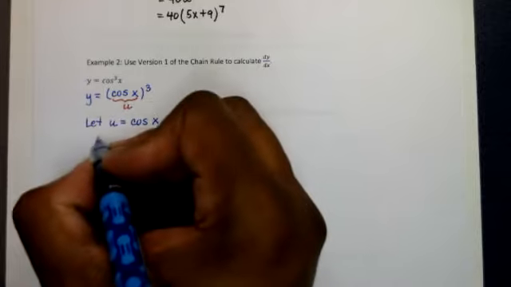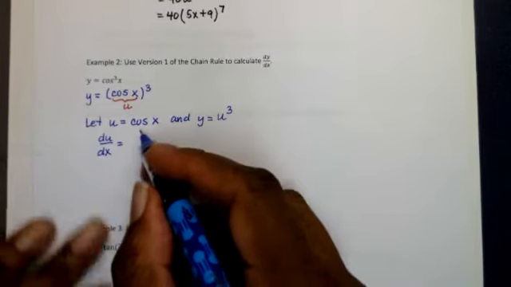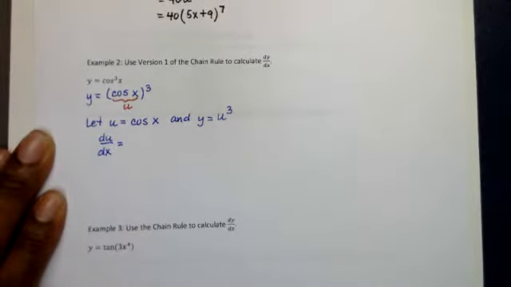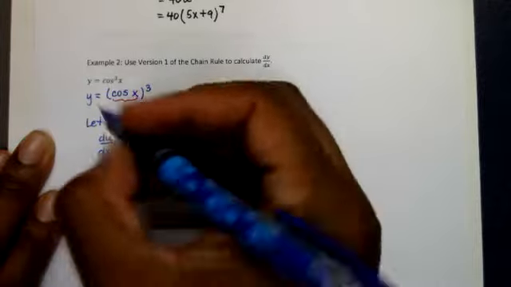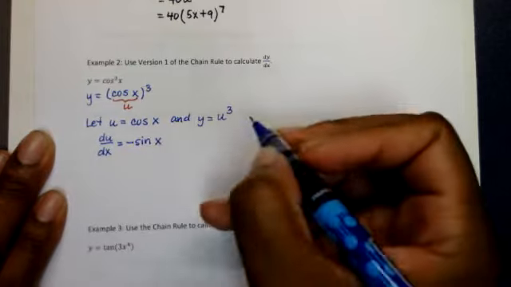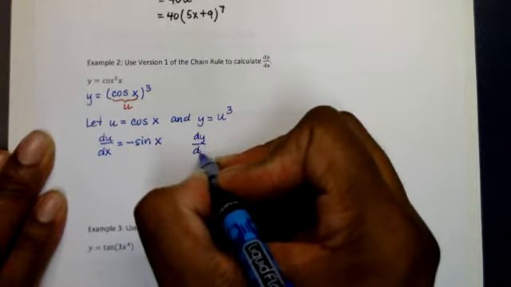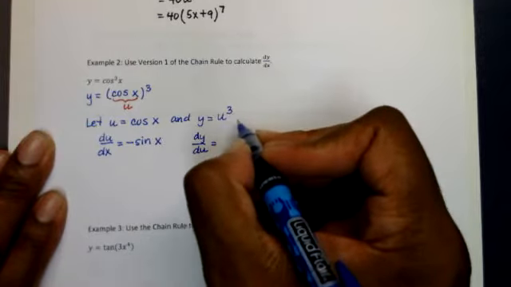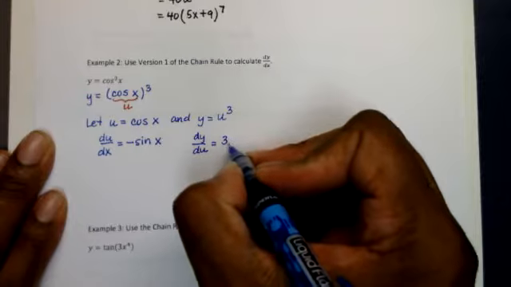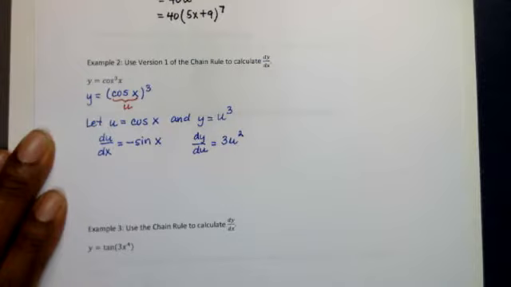Now I'm going to find du dx. So that means the derivative of the cosine of x, if you remember back in section 3-5 when we were talking about the derivative of trigonometric functions, the derivative of the cosine of x will be negative sine of x. And then dy du, for u to the third, we bring the power down, copy over the u to the 1 less power. So it'll be 3u squared.